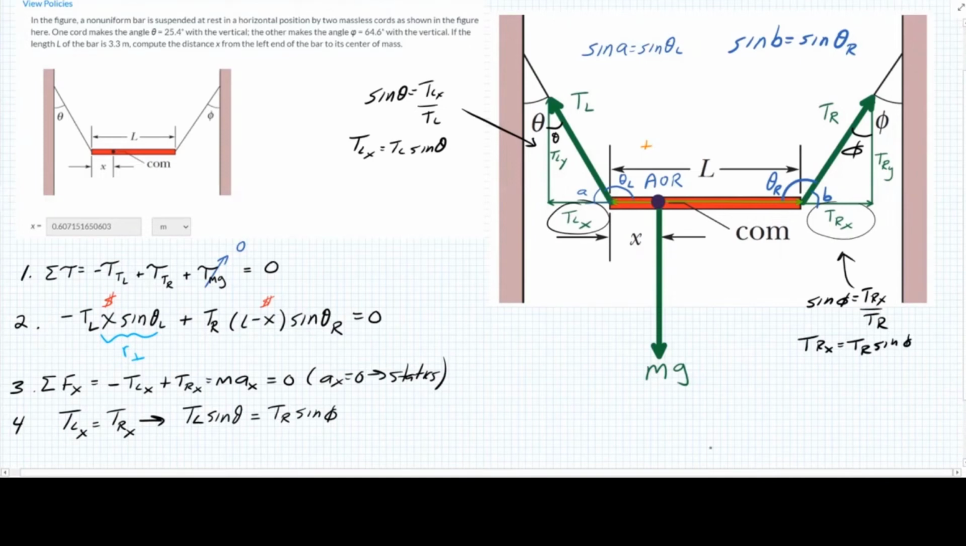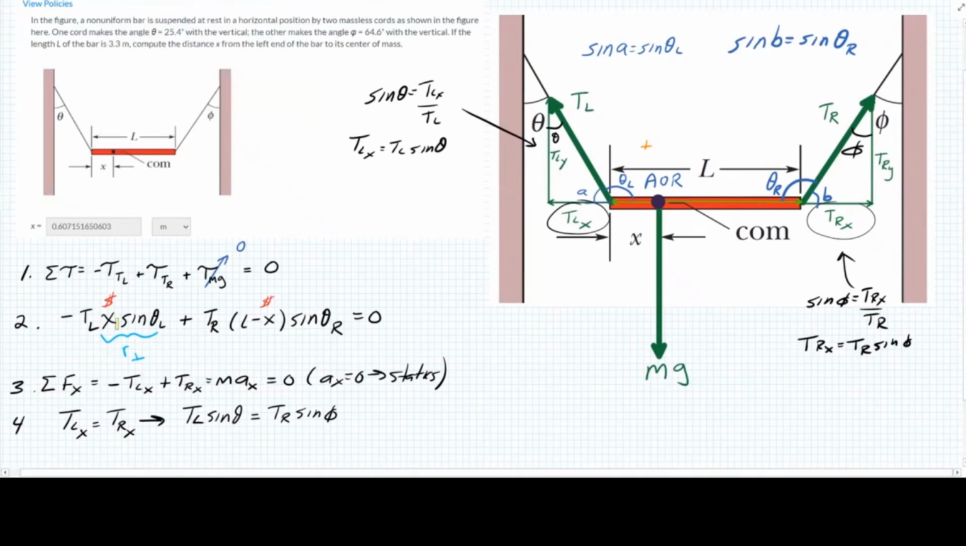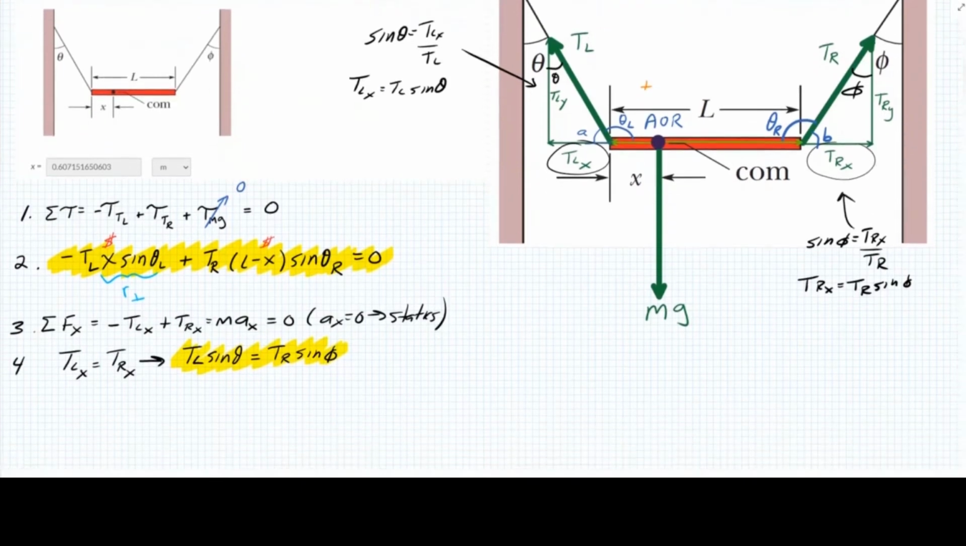Good to go. So I am looking at the fruits of my labor. This is the result of my torque inventory. Okay. This is the result of my X force inventory. I have three unknowns. I have TL, TR, and X. So let's just do one more inventory, and then I think we'll be good to go. We should be. I'm going to do a Y force inventory.